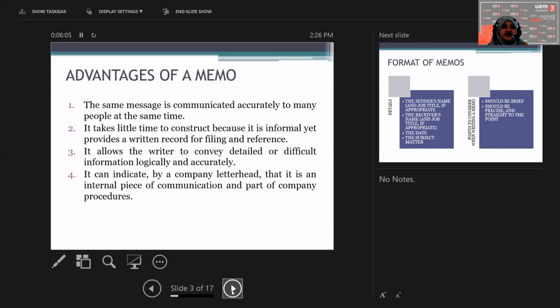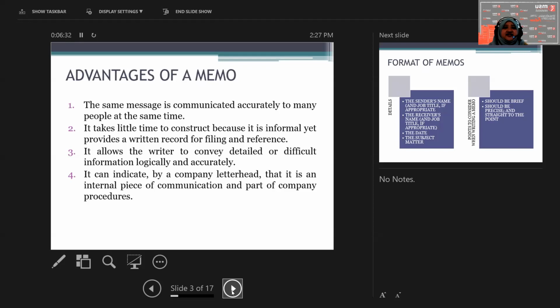It also takes little time to construct because it is considered to be informal. However, a memo will be considered a formal documentation if there is a signature and stamp. If there is a signature and stamp, it becomes formal. If this is a computer-generated memo, so there isn't a need for a signature, then it's non-formal.